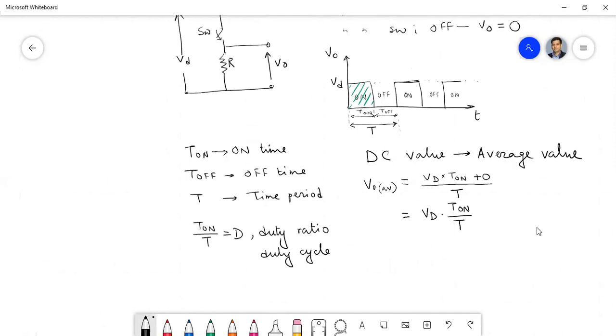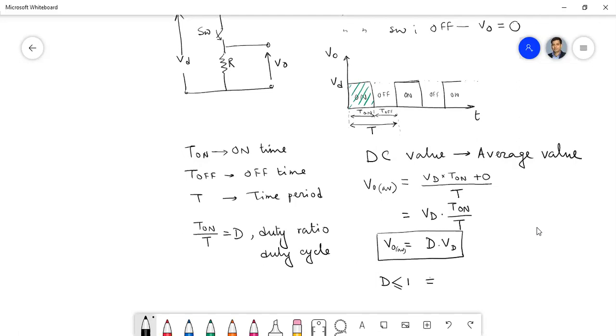Okay, so that means D into Vd. So that means V0, the average or DC voltage output, is this. Now what is the range of this D? D is always less than or equal to 1. At most it can be the value of 1, because if T1 is equal to T, then D becomes 1. Otherwise it is always less than 1. So the duty cycle or duty ratio is always less than 1.